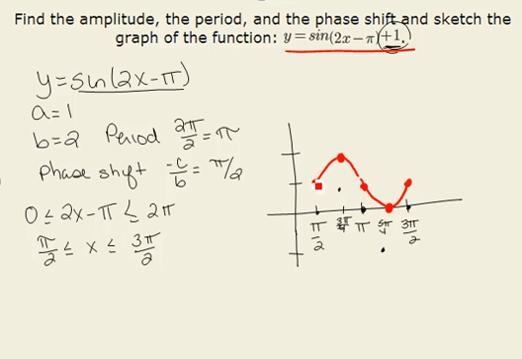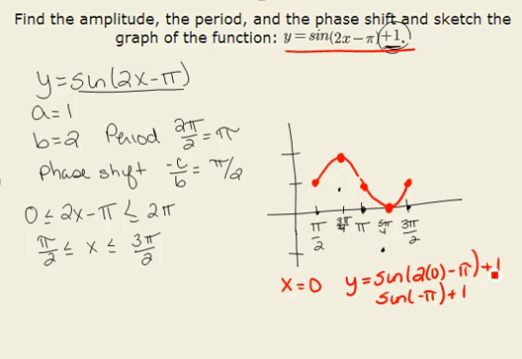We might want to know what is the value of our y-intercept, so we could figure out when x is equal to 0, what's the value of y. This is given by the sine of 2 times 0 minus pi plus 1. As we are working, 2 times 0 is 0, so this is the sine of negative pi plus 1. Sine of negative pi produces 0, so this will also be equal to 1.